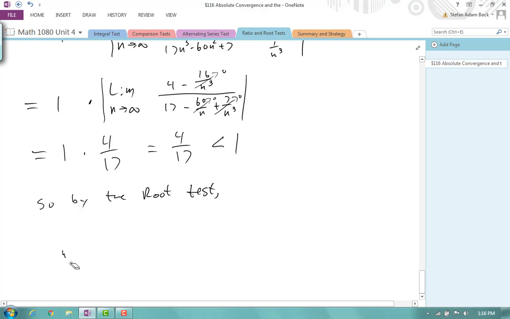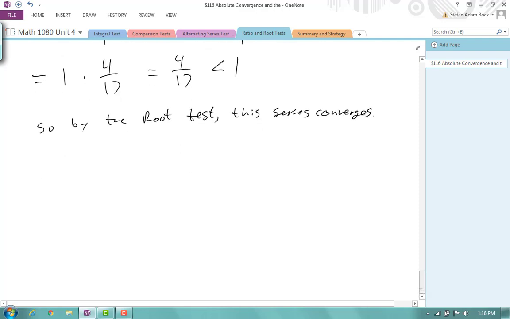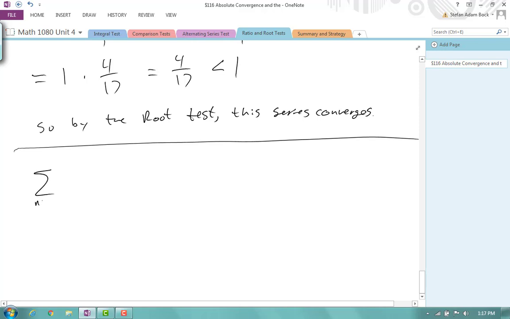I don't want to write this series again. I'm just going to say this series converges. And just so that we have an example of something which diverges, let's try something that looks like the sum from n equals 1 to infinity of 2 to the n squared divided by n to the n.